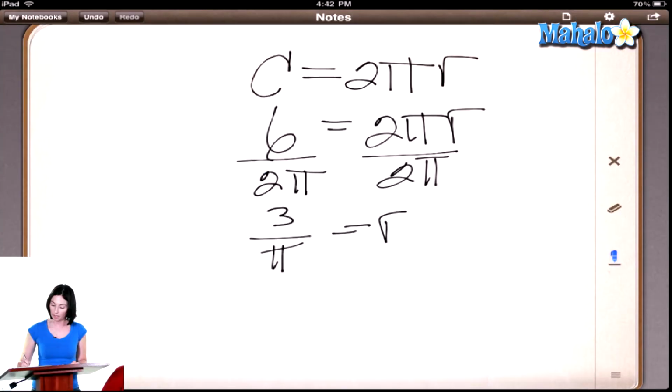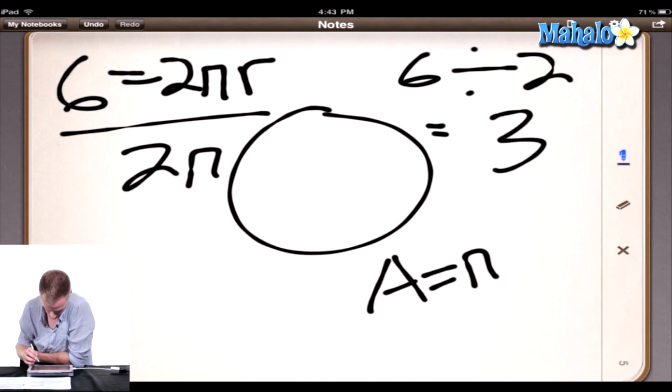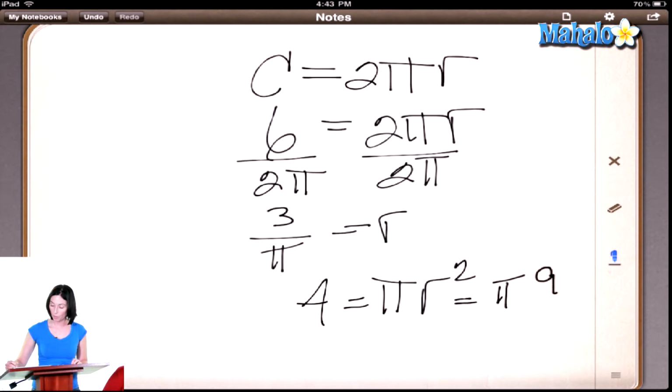So now the area is equal to pi r squared. So what does that give us? Pi r squared. What happens when you square 3 over pi? What do you get? Just square the top and square the bottom. 9 over pi squared. Right. One of the pi's cancels out, so we get the area equal to 9 over pi.